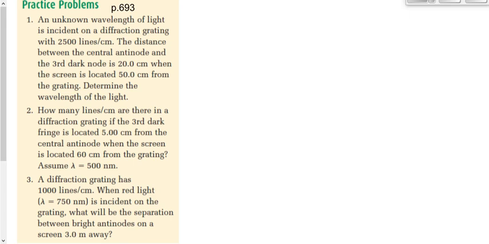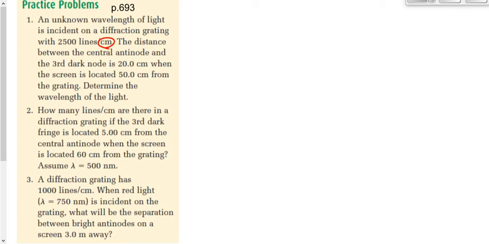We'll get our homework on page 693 of our textbook on diffraction and interference of light. Question number 1 says, an unknown wavelength of light is incident on a diffraction grating with 2,500 lines per centimeter. What does this mean here, this lines per centimeter thing? Yep. That's basically what I know over D. Good. D is the distance between slits, distance between openings.